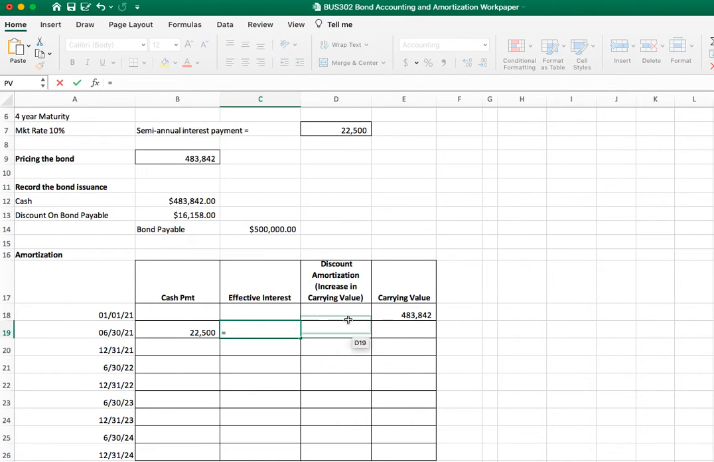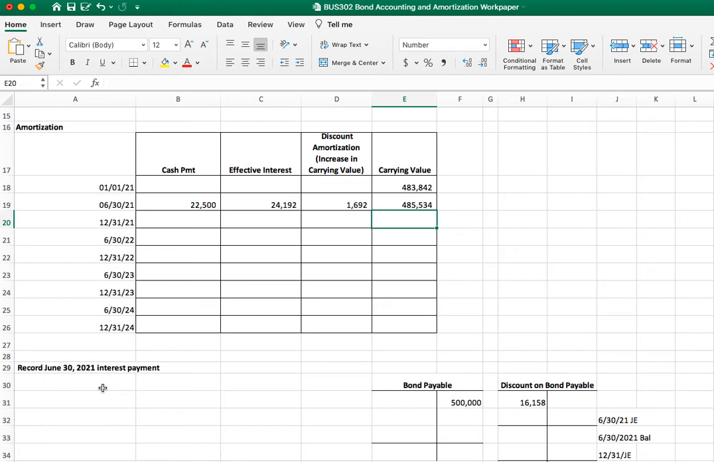So the effective interest expense is going to be equal to the carrying amount times 5%, or $24,192. The decrease in the discount is the difference between the cash payment and the effective rate of interest. So our decrease is $1,692. This is going to increase the carrying value of the bond, because if we're decreasing a contra liability account that subtracts from the maturity amount, the carrying value is going to be gradually increased. So our new carrying value after the first interest payment is going to be $483,842 plus $1,692. The new carrying value is now $485,534.